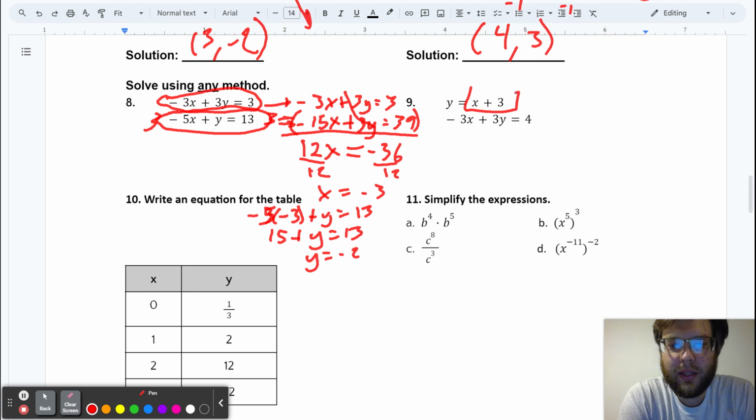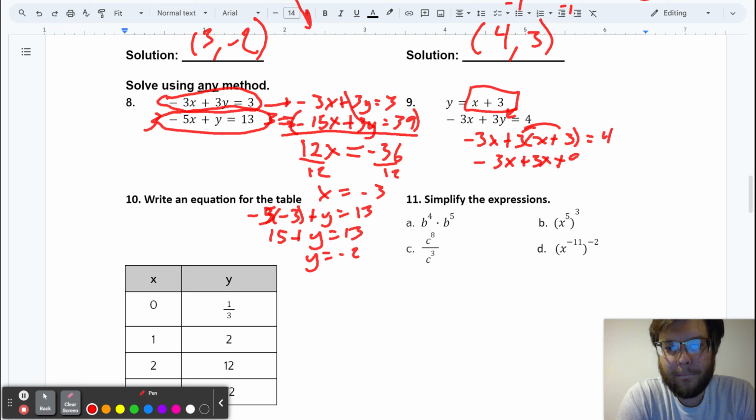Number 9, it's basically just like the other one that we did a second ago. I'm substituting x plus 3 for the letter y. I'm distributing the 3. I'm combining my like terms. And I'm noticing that they actually cancel out.